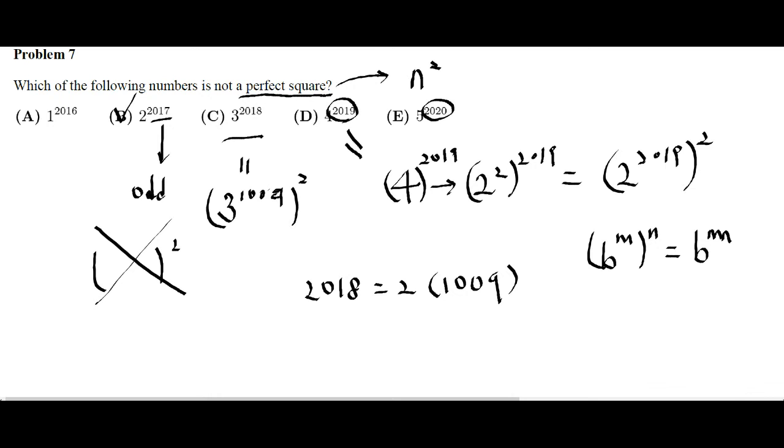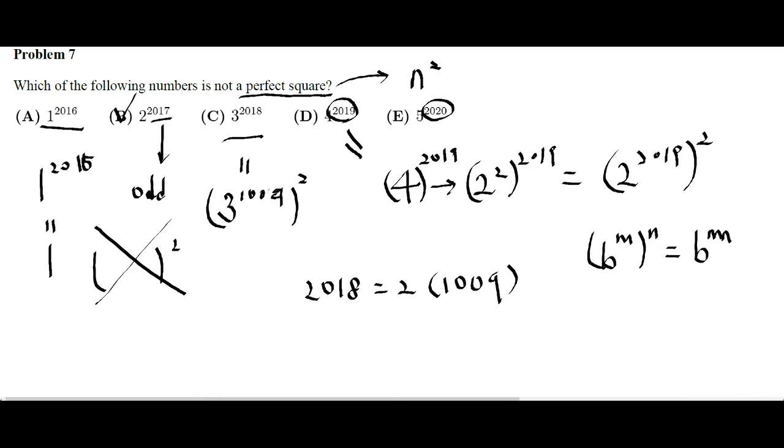So this one is also a perfect square. E, you have no problem. How about the A? Yes, this is true. Even if we use 1 to the 2015, it's okay, because 1 to any power is always just 1, right? 1 is the smallest perfect square.